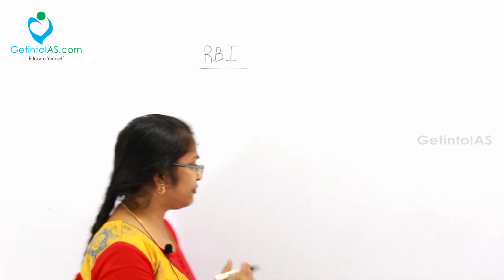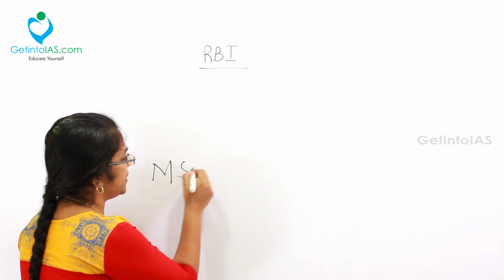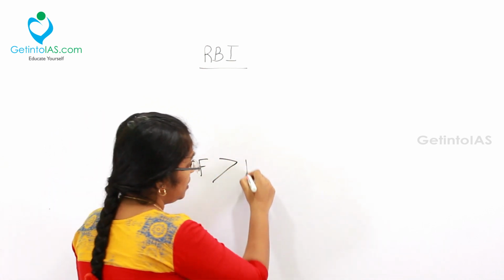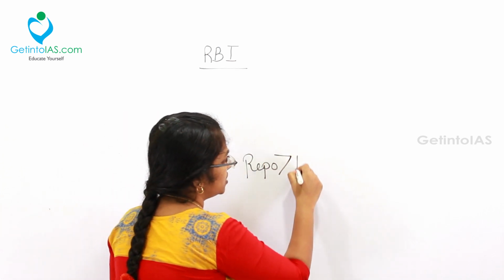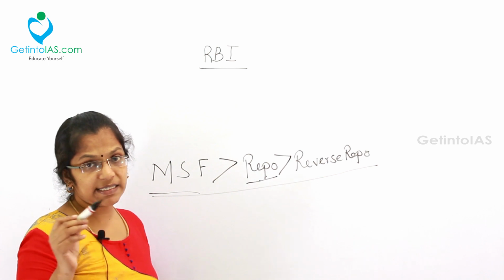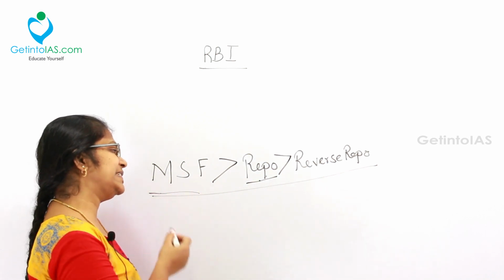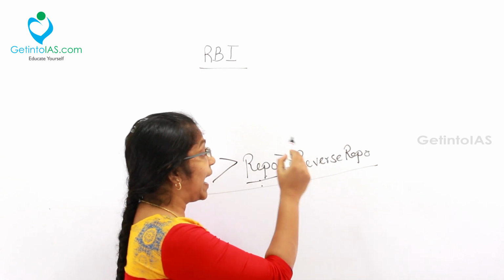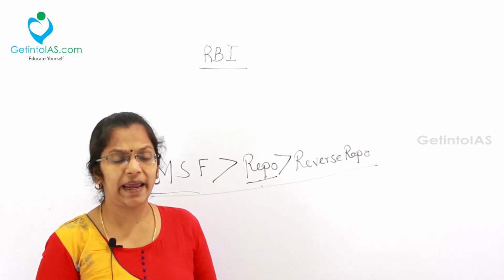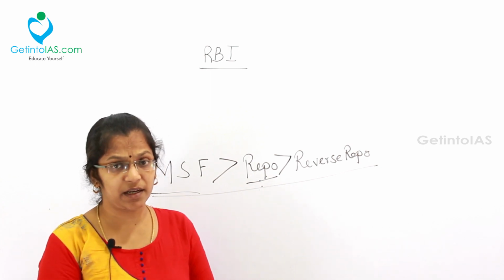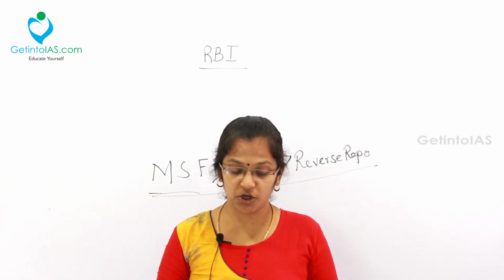So, this MSF, Marginal Standing Facility, is applicable only to the scheduled commercial banks. See, you have to understand this. MSF will be higher than the repo rate, and repo will be higher than reverse repo. So MSF, that is marginal standing facility, is greater than the repo rate, and repo rate is greater than the reverse repo. And I told you, MSF is a tool which is applicable only for scheduled commercial banks.